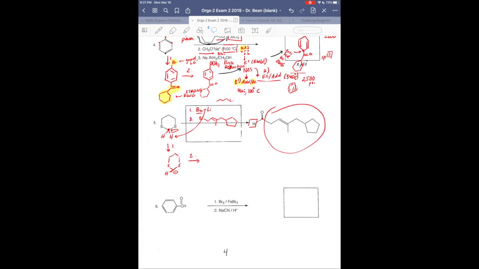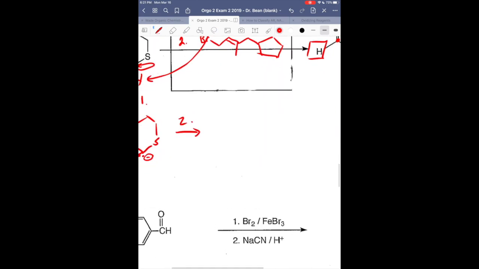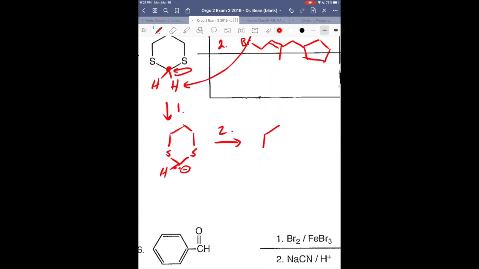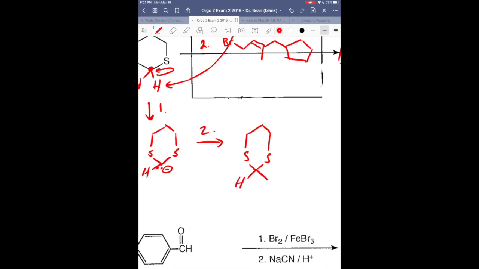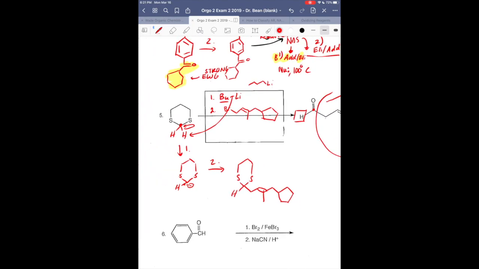I'm going to try to paste it, but it's not really working for me. Okay, I'll just draw it like I normally do. So you have the attachment of that group right here. Like that. You guys see that?